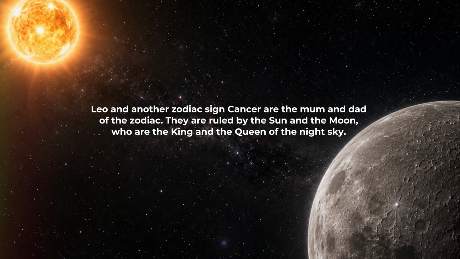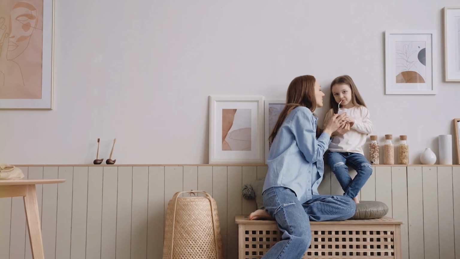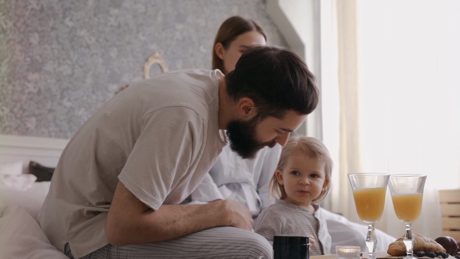Leo and another zodiac sign, Cancer, are the mom and dad of the zodiac. They are ruled by the sun and the moon, who are the king and the queen of the night sky. This shows us both the royal nature and the strong family values typically found with people who are representatives of the Leo and Cancer zodiac signs. Leo is a masculine fire sign of a fixed quality, and of all fire signs, Leo is the one that is most attached to stability. And the stability in Leo's case comes from a stable family structure. Now, with Leo being ruled by the sun, which is the king among planets, Leo natives are usually very concerned with leaving a legacy and having a strong, united power family front.